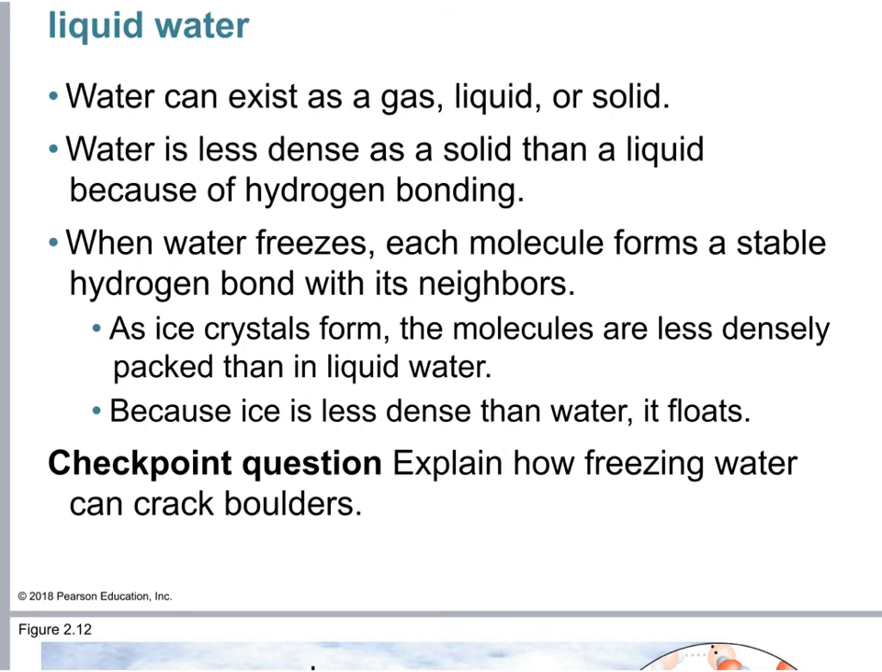Water exists on Earth in three forms: a gas, which is water vapor, liquid, and a solid. Unlike most substances, water is less dense as a solid than as a liquid. As you might guess, the unusual property is due to the hydrogen bonds. As water freezes, each molecule forms stable hydrogen bonds with its neighbors, holding them at arm's length and creating a three-dimensional crystal. And this, of course, is why water floats, because ice is less dense than water.